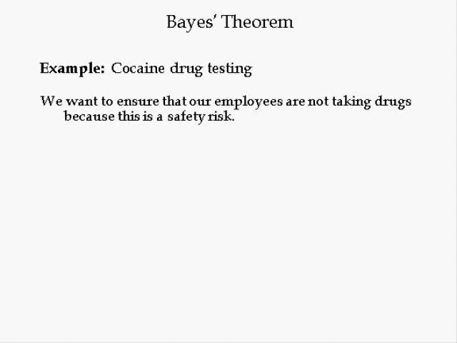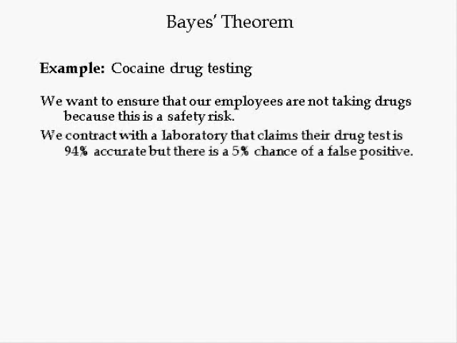We want to ensure that our employees are not taking drugs because this is a safety risk. We contract with a lab to conduct drug tests because we have read that this lab's drug test is 94% accurate, which sounds impressive. However, while reading this, we also find out that there is a 5% chance of a false positive test. This means we might terminate the employment of somebody who we believe uses cocaine but really doesn't. But since this is so small and the accuracy rate is so large, we hire the company.